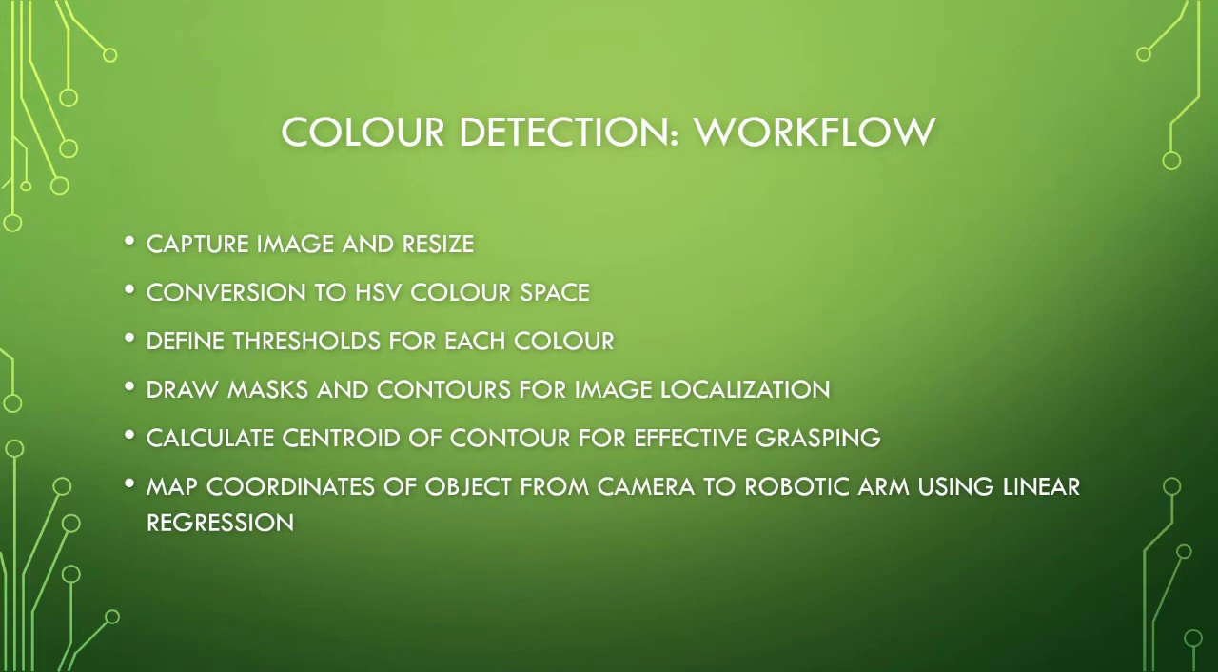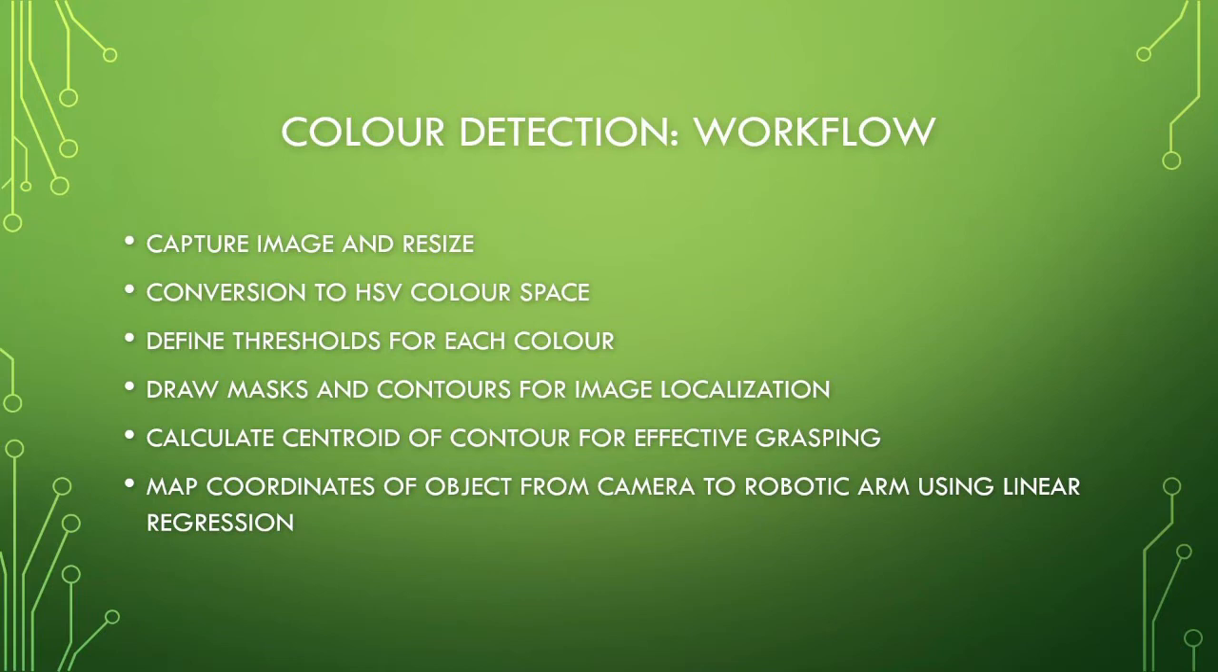The real-time image is captured from an overhead camera and then resized. After conversion to the HSV color space, we use OpenCV to define the thresholds for each color and thereby create a mask for each type of candy. The mask is then used to draw the contours. The centroid of each contour will then be calculated for grasping the object effectively.